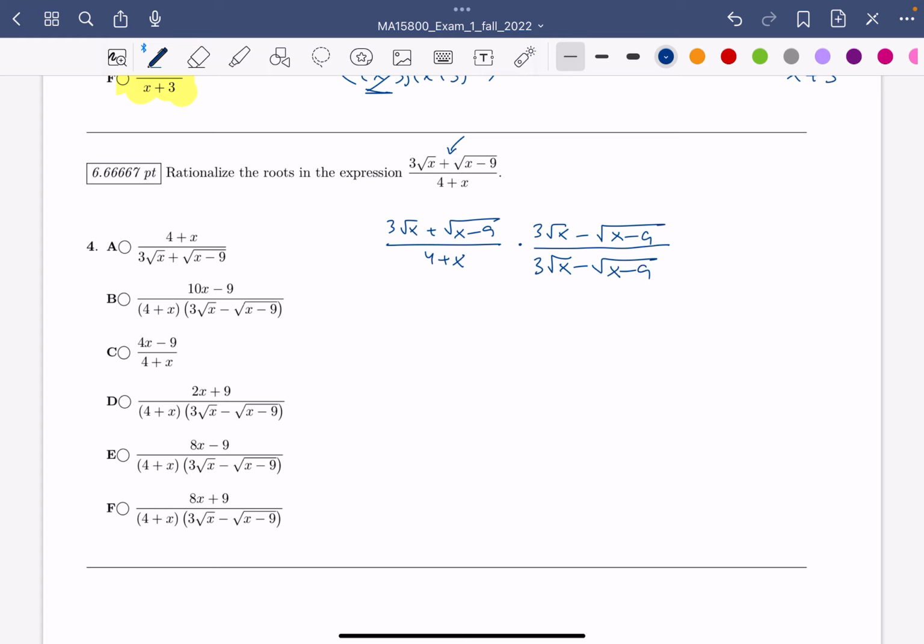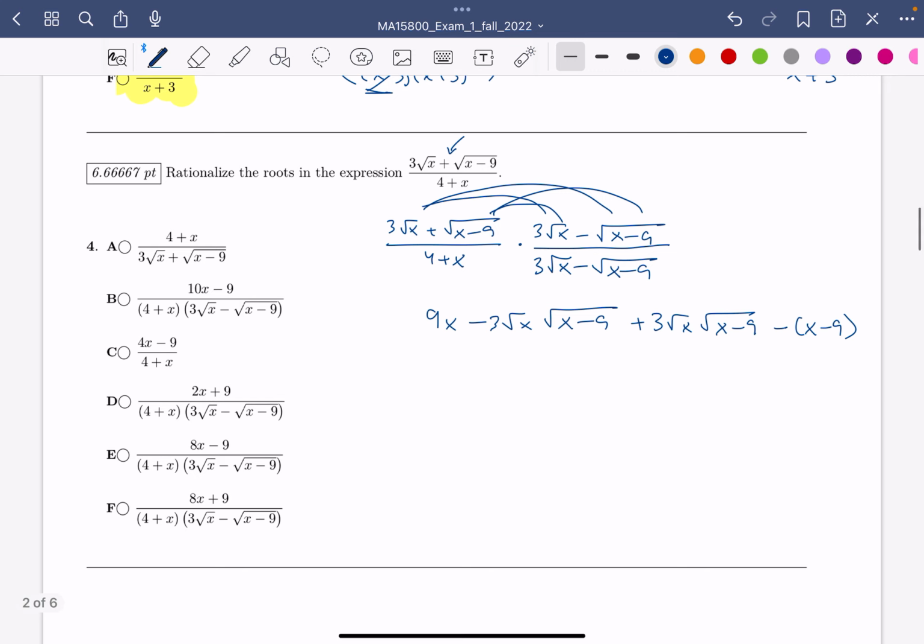Now I'm going to distribute the numerator. So this term to this term is 3 times 3 is 9. Root x times root x is x. And then this right here, minus 3 root x times the square root of x minus 9. Then here we have plus 3 root x at root x minus 9. And then finally, minus x minus 9. And then all over 4 plus x times 3 root x minus the square root of x minus 9.